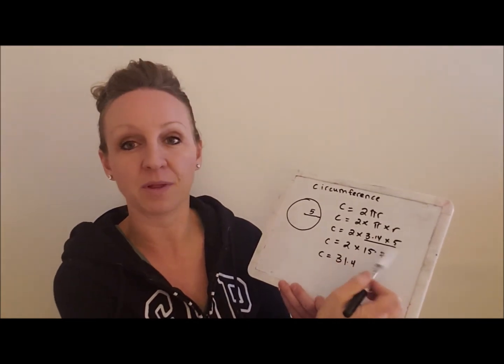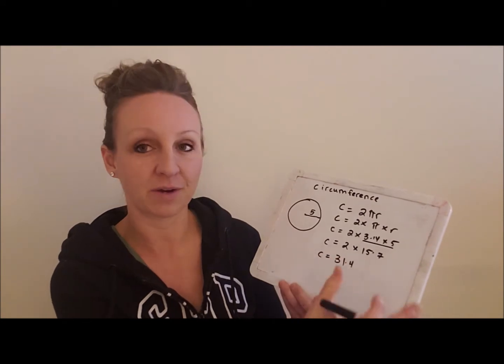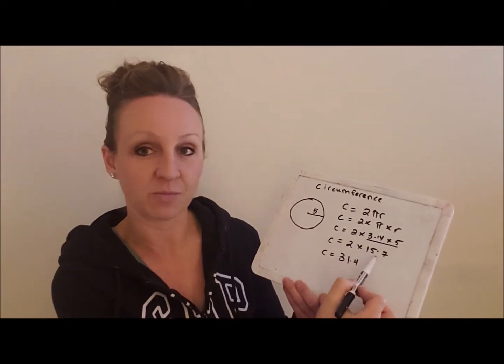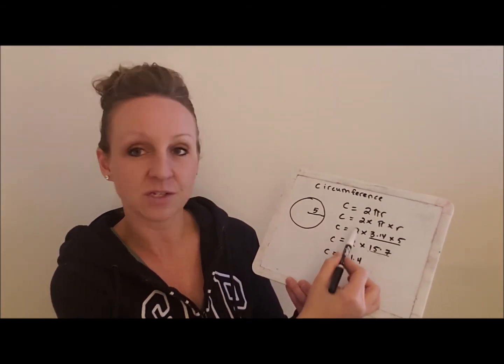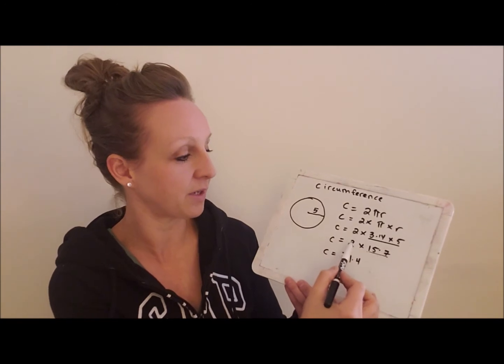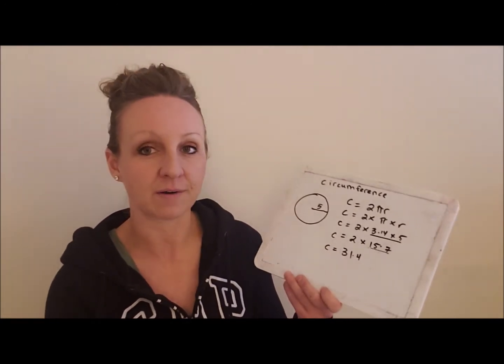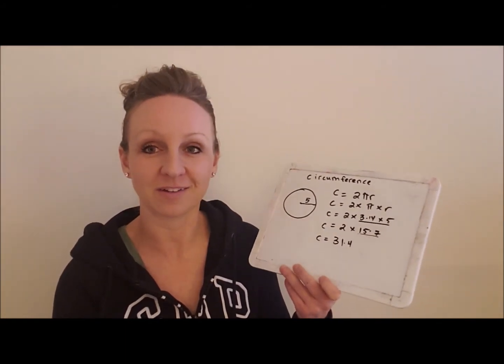This time I'm multiplying on the right-hand side, just to show you that it doesn't really matter if I multiply on the right or on the left. So 3.14 times 5 is 15.7. That's where this number came from, the 15.7. But I haven't dealt with the 2 yet, so this is why it's right here. So now I'm going to go 2 times 15.7, and my answer is 31.4. So that is how we find the circumference of a circle.